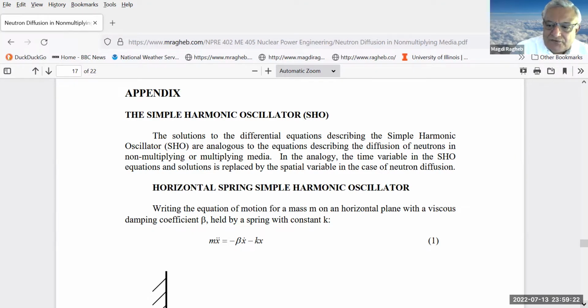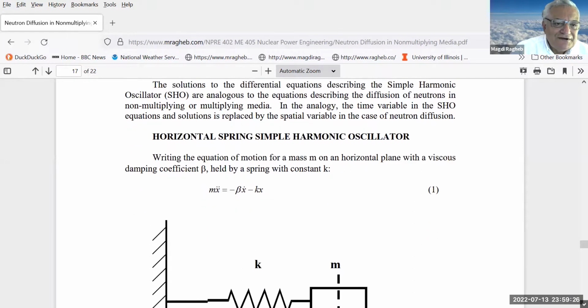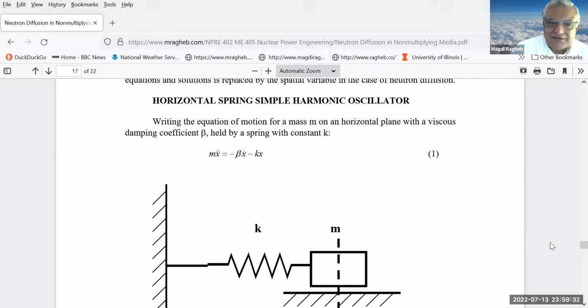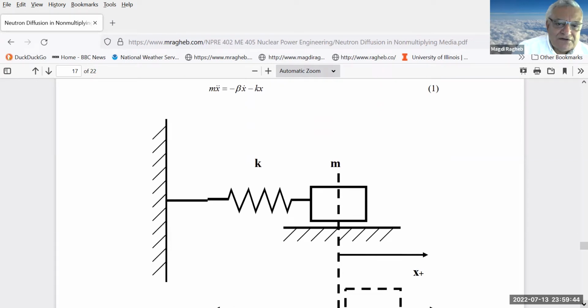The first analog to the problem of neutron diffusion, interestingly enough, comes from mechanics, if you want to be exact, and that would be the horizontal simple harmonic oscillator, if you have a spring. You have seen that problem before, but I am describing it here in a slightly different way. Consider that you have a mass m on a horizontal surface attached to a spring, the spring constant being K, and then you yank that mass to the right-hand side, and then observe what happens.